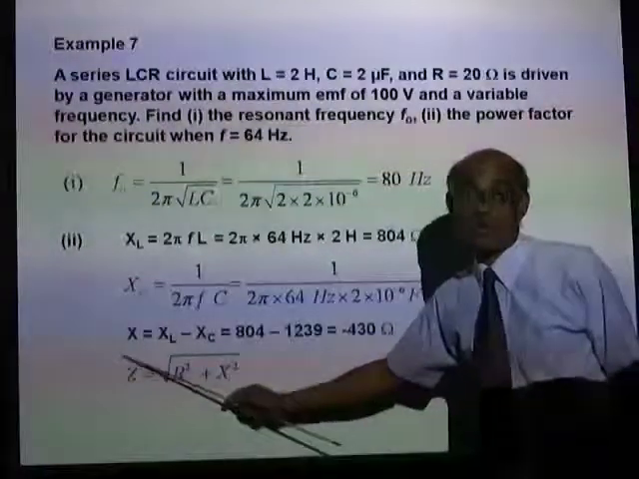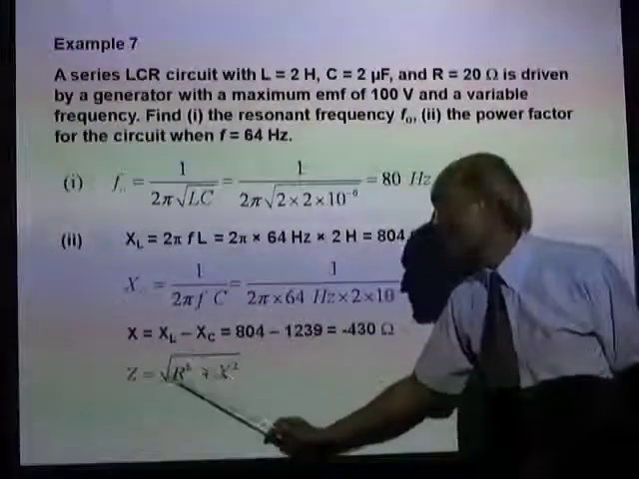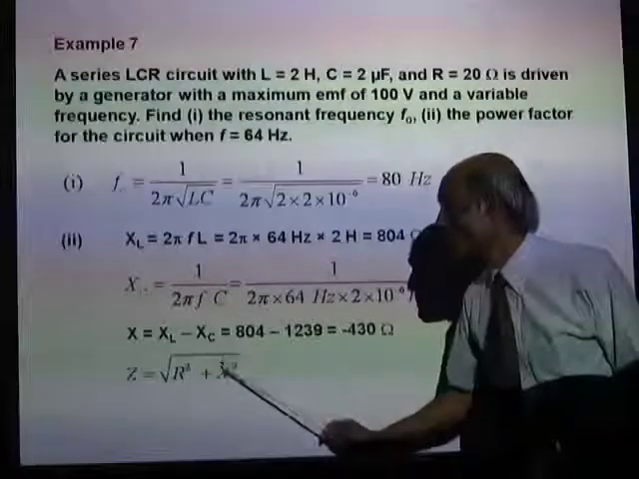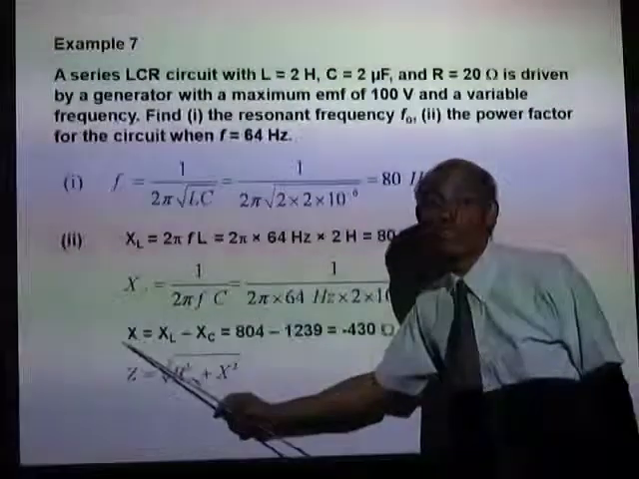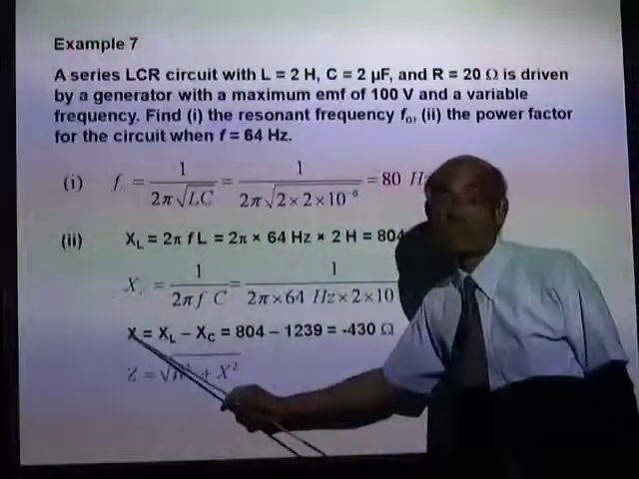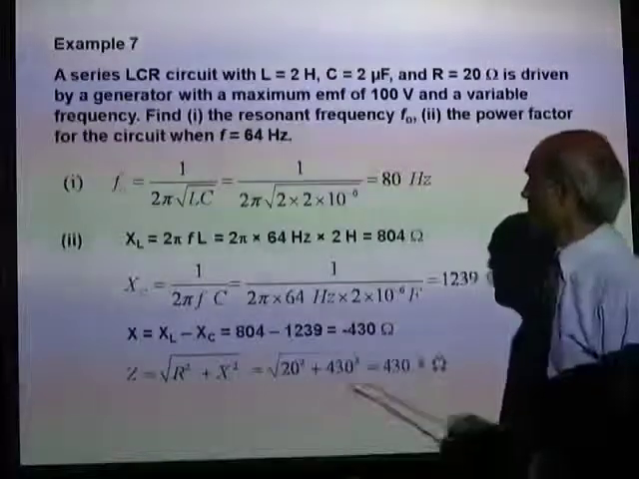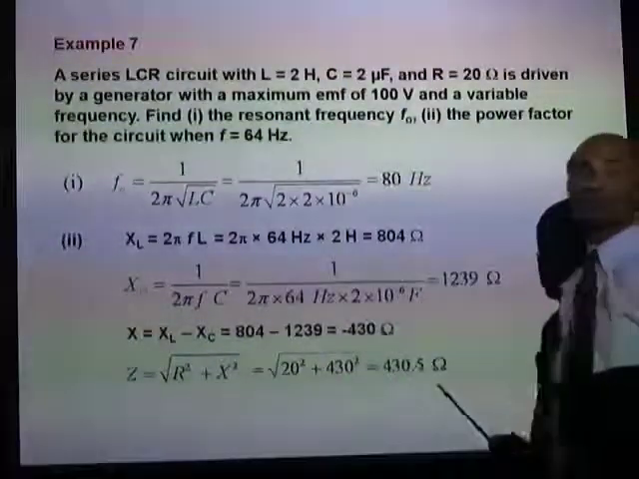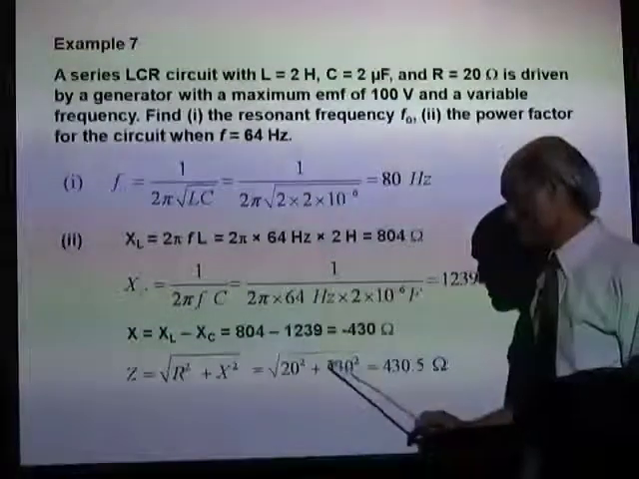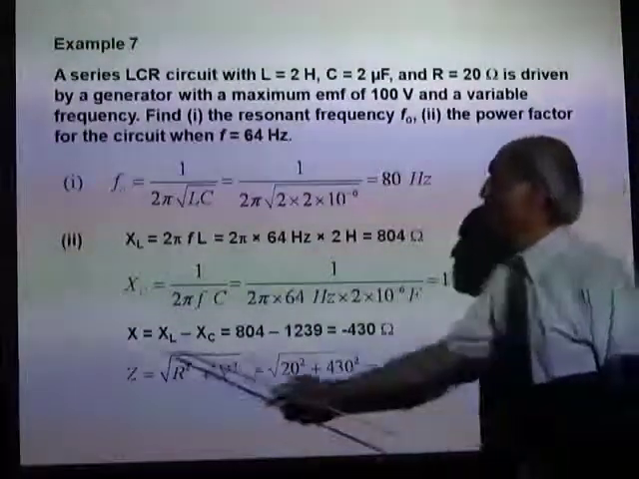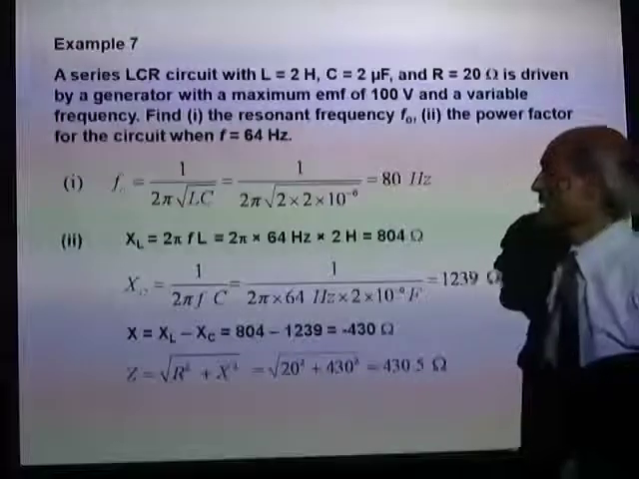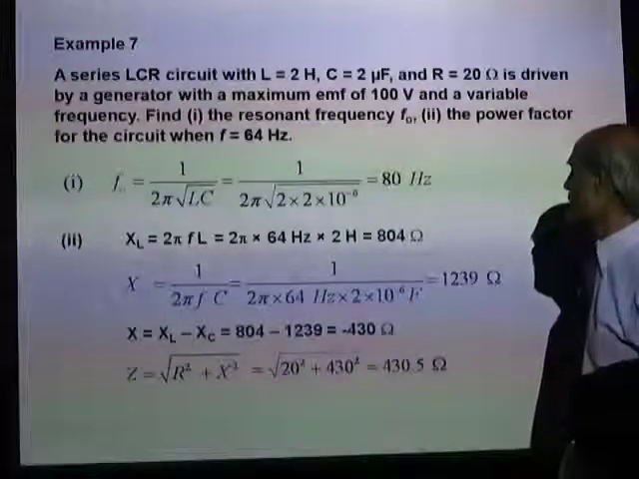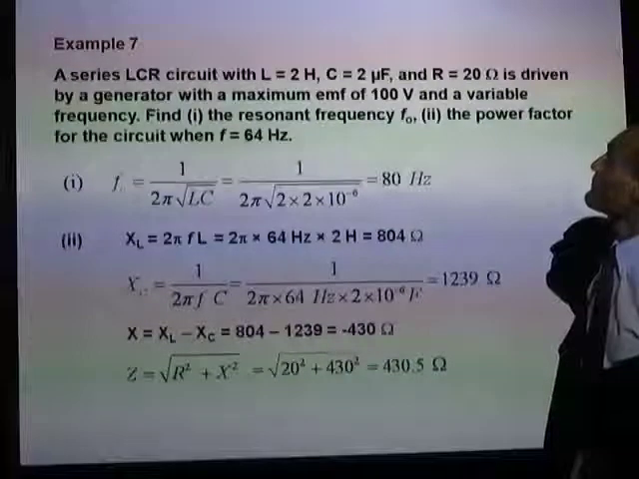What's the total impedance? Total impedance is square root of R squared plus X squared, where X is the net reactance, and we have now calculated X. You can see that the negative value will disappear when it is squared. So the net impedance is 430.5 ohm.